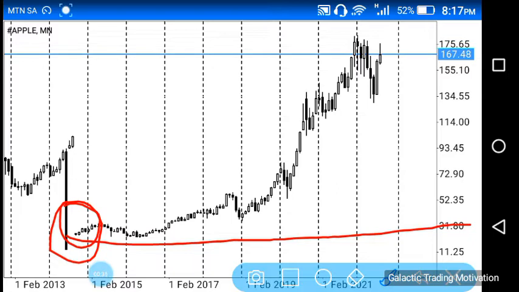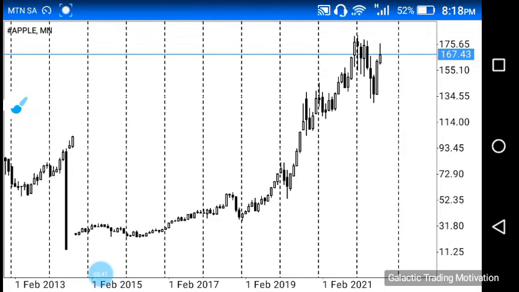It might take 2 years for price to get to this level, it might take 10 years, it might take 15 years, whatever, but one day price will come down to this level to grab that liquidity, right? So what else do we see on the chart?